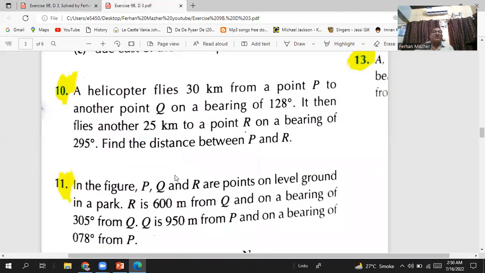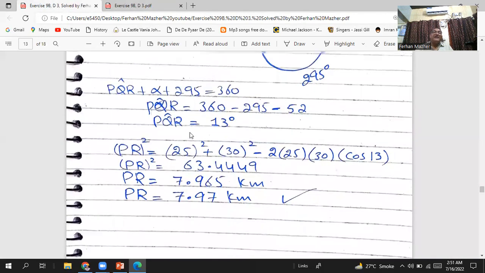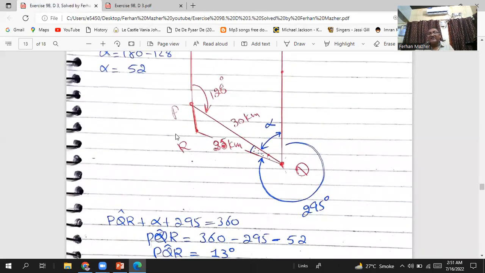So what is their question? Their question is to find the distance between P and R. If you want to find the distance P and R, I know this is a triangle. PQR is a triangle. I know the PQ side, that's 30 kilometers. I know the RQ side, that is 25 kilometers. And I also know the PQR angle, the internal angle included between those two sides, and that is 13 degrees. Their question is find the PR. I can find the PR, the two sides are given, their included angle is also given, and the side opposite to that angle is what they want me to find out.